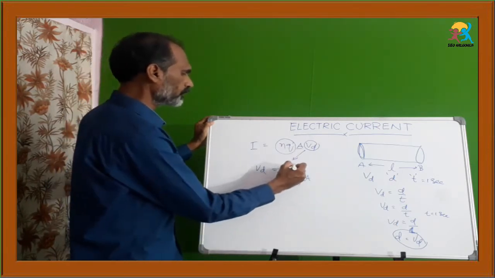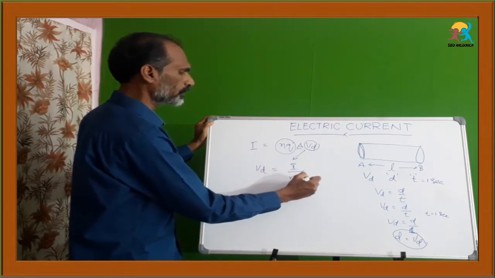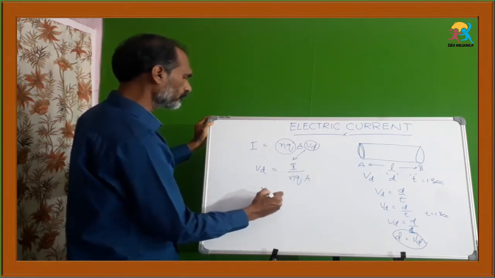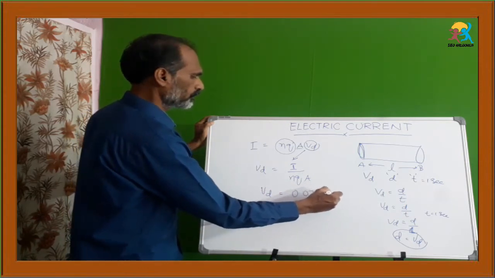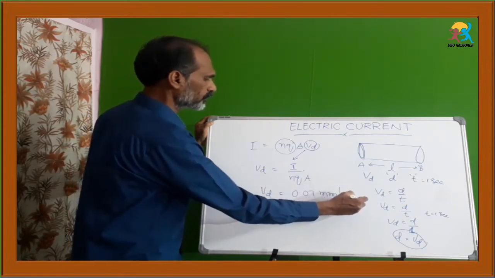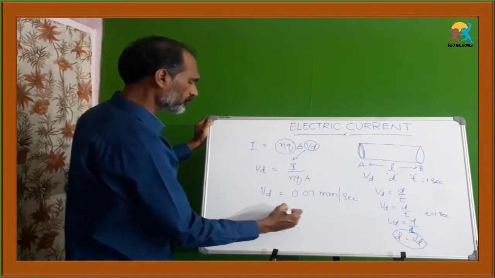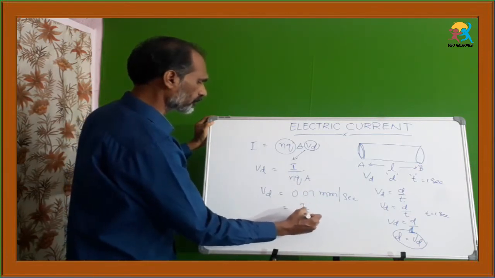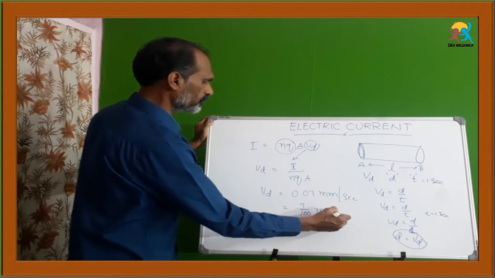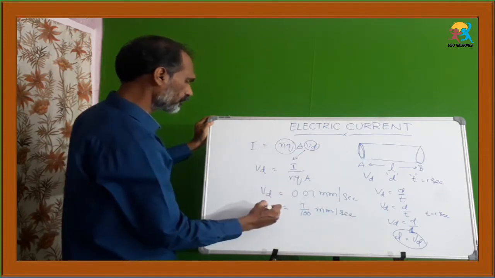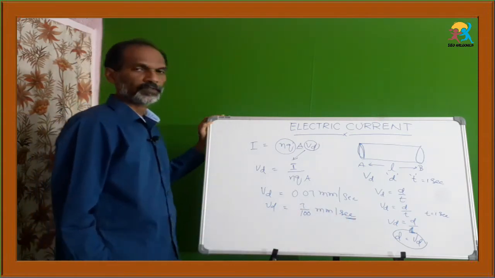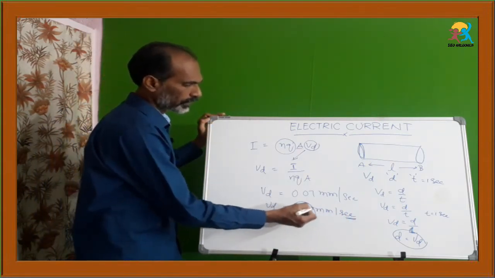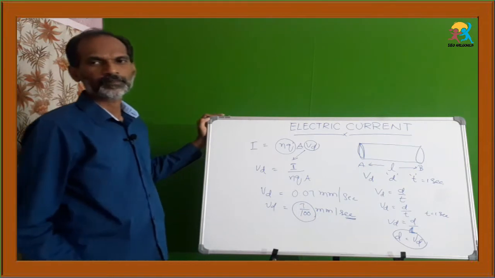If we apply all the values of electric current, n, q and A, we will get the value Vd is equal to 0.07 millimeters per second. This can also be written as 7 by 100 millimeters per second. It means in 1 second, electrons will travel this much distance. Actually, this is a very small value.